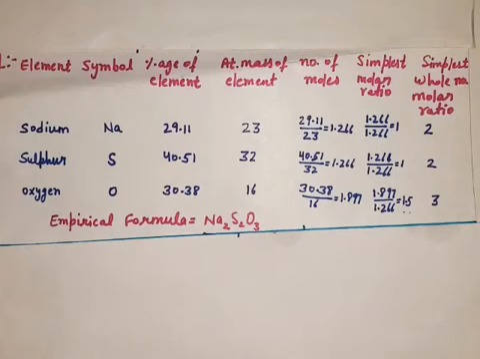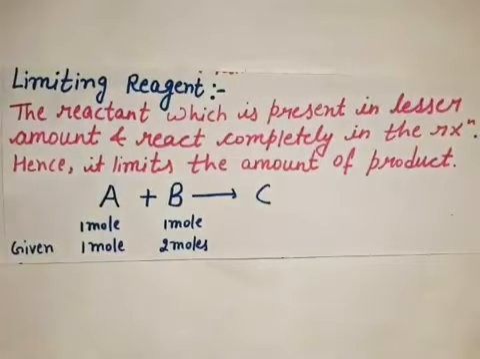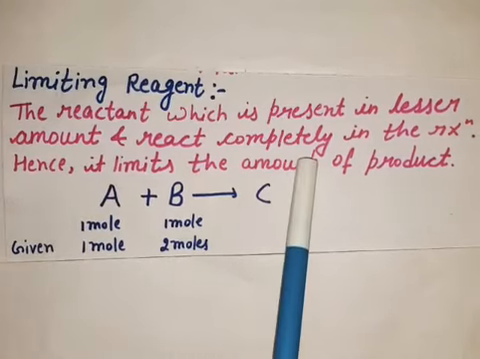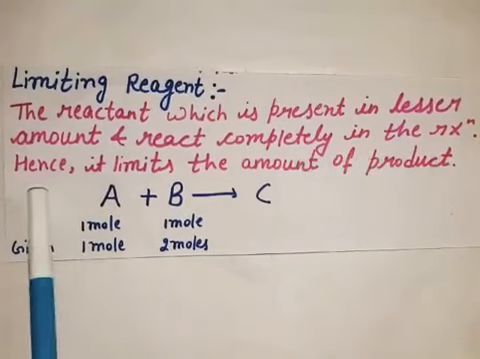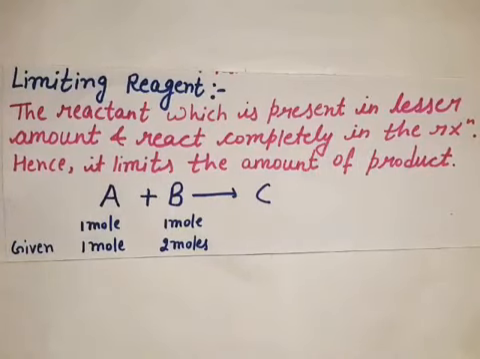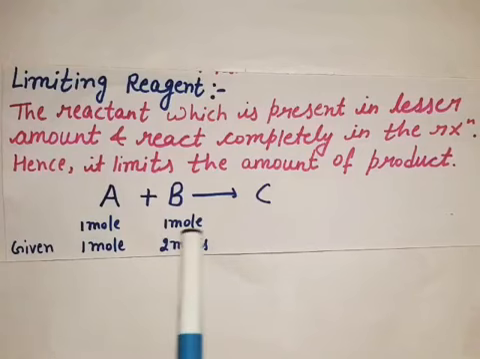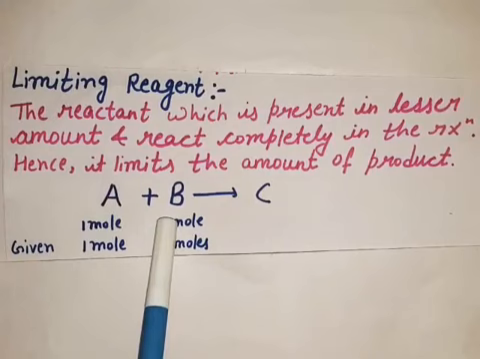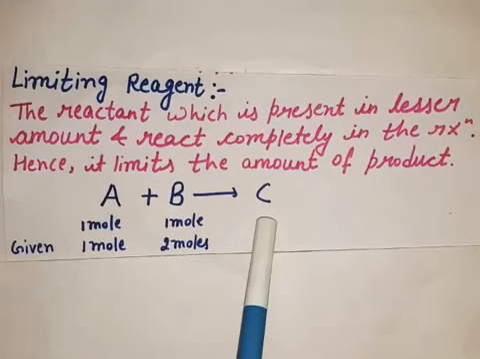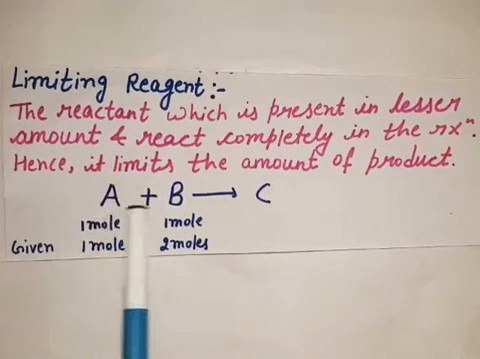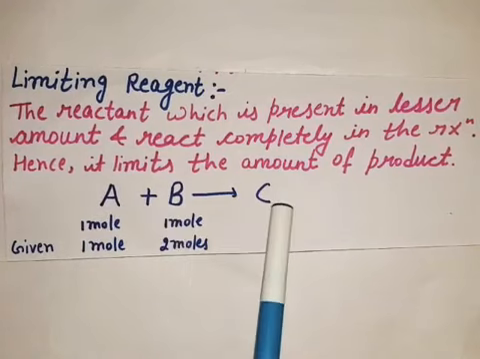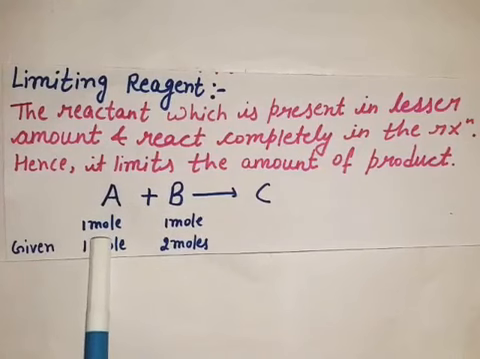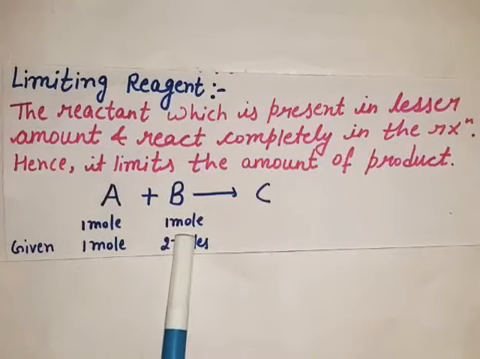Now we will move to the next topic, limiting reagent. What is limiting reagent? The reactant which is present in lesser amount and reacts completely in the reaction, hence it limits the amount of product. Suppose we have a reaction in which reactant A reacts with B and it results in the formation of C. Now A reacts completely with B and then it forms C. So here 1 mole of A completely reacts with 1 mole of B.